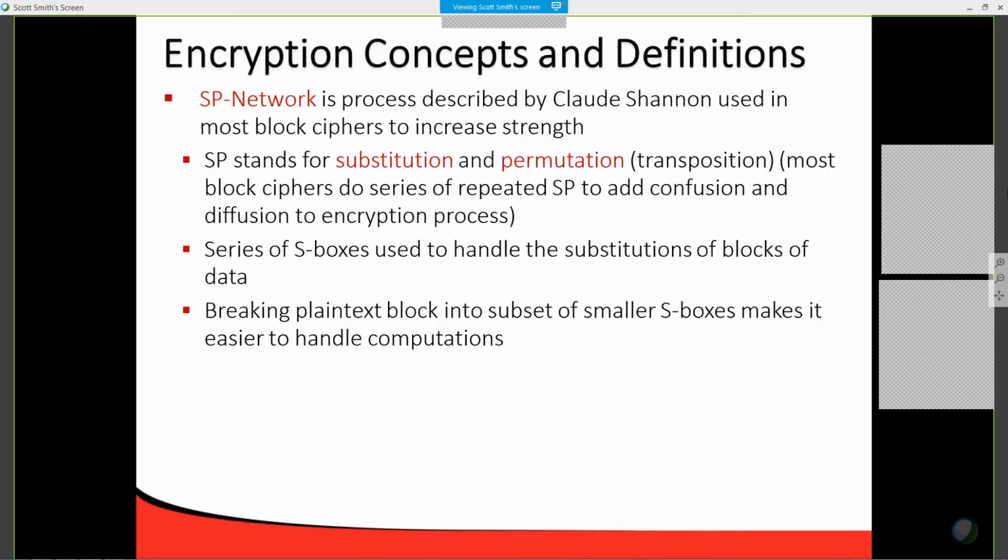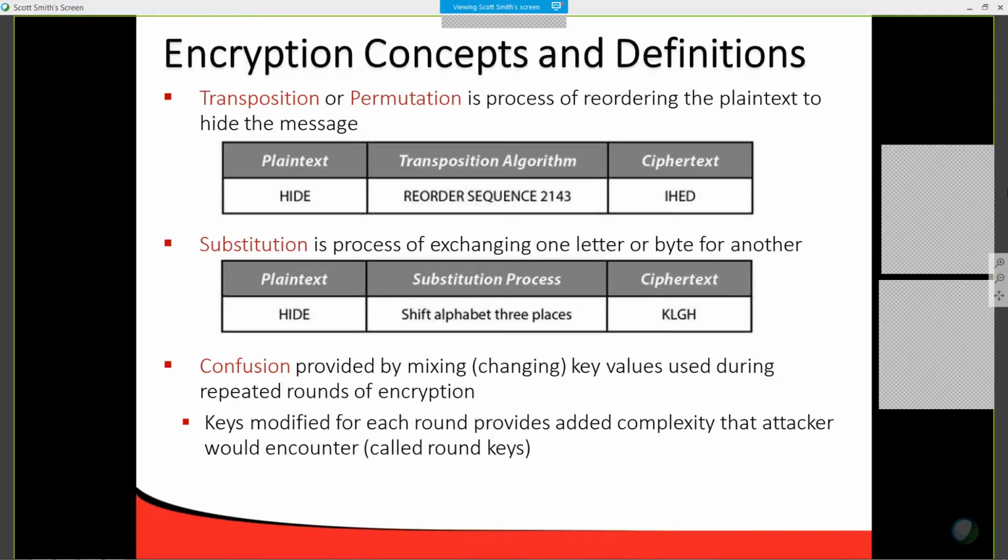Substitution and permutation, we're going to talk about that. Transposition cipher, I mentioned that, where you take letters and you reorder them. Substitution cipher, where you take letters and you replace them. The whole idea here is to add confusion.